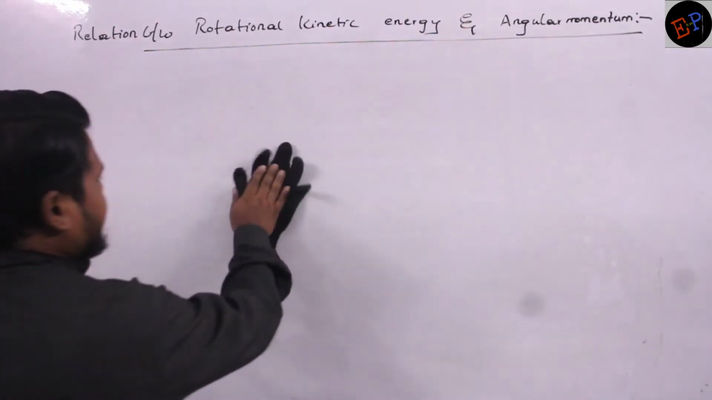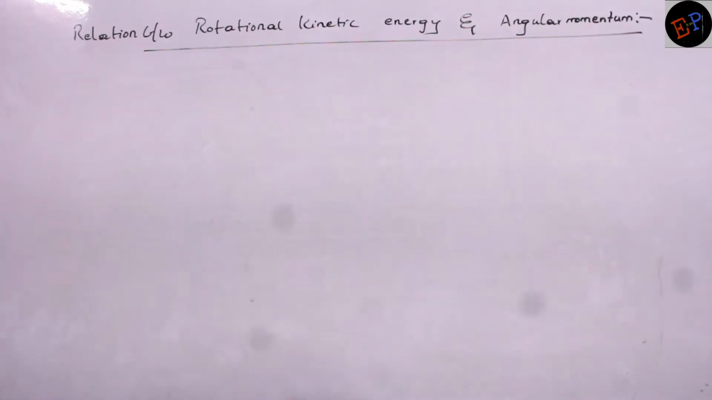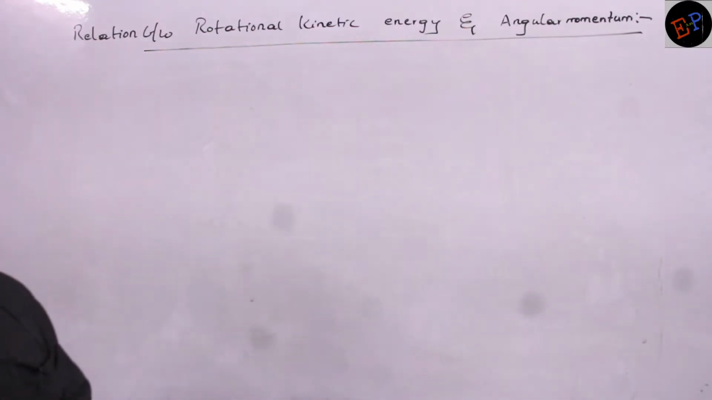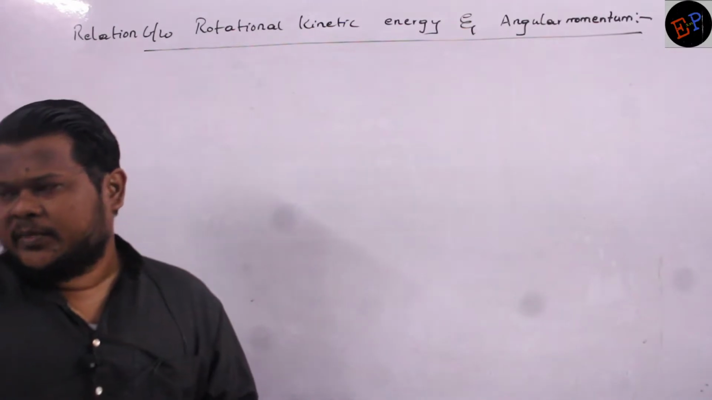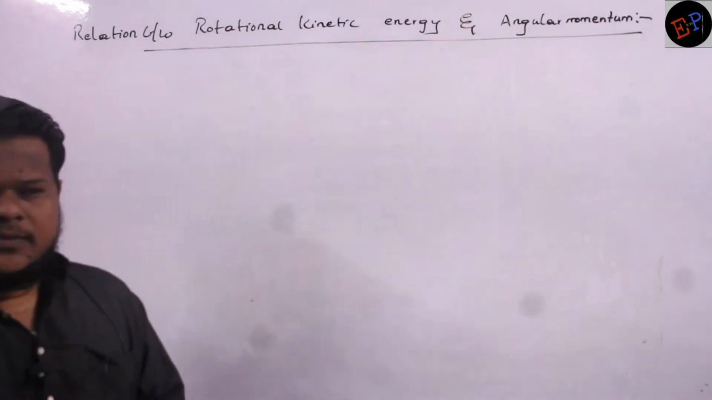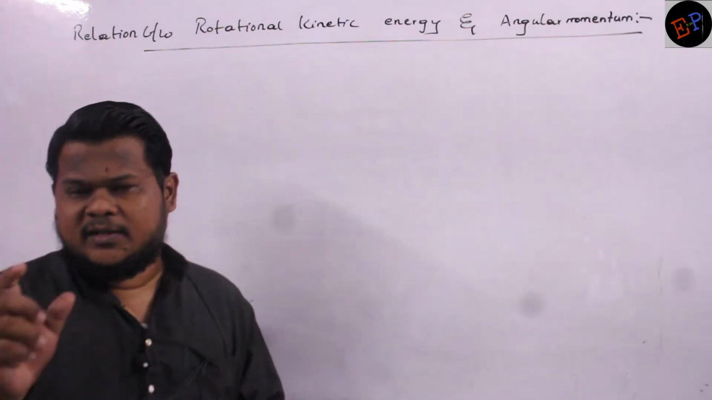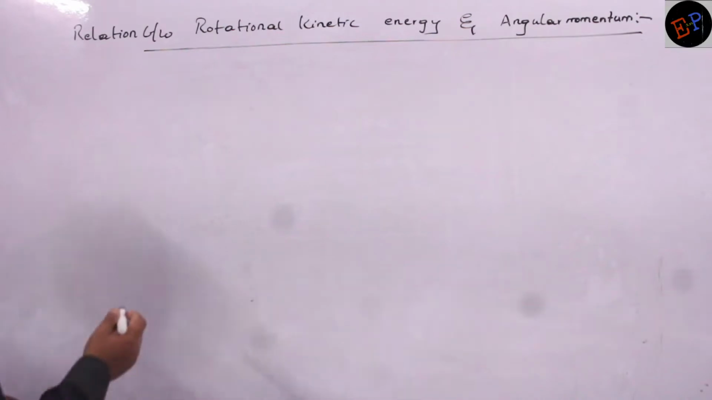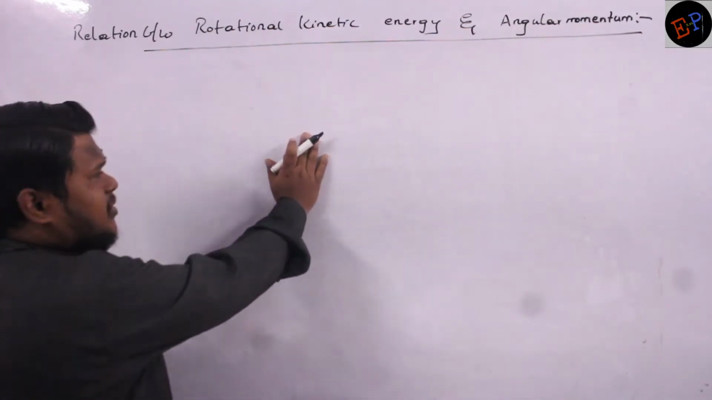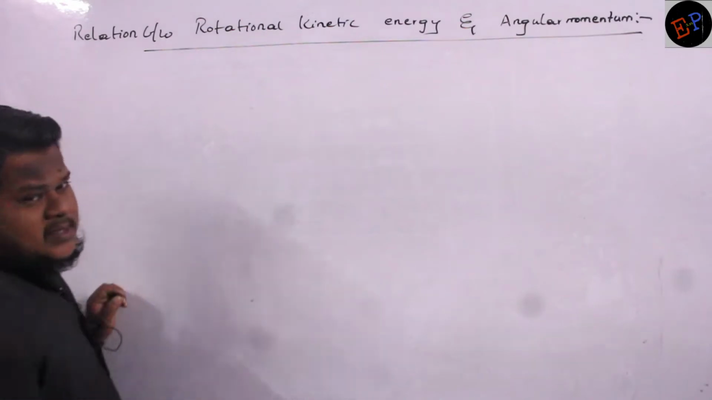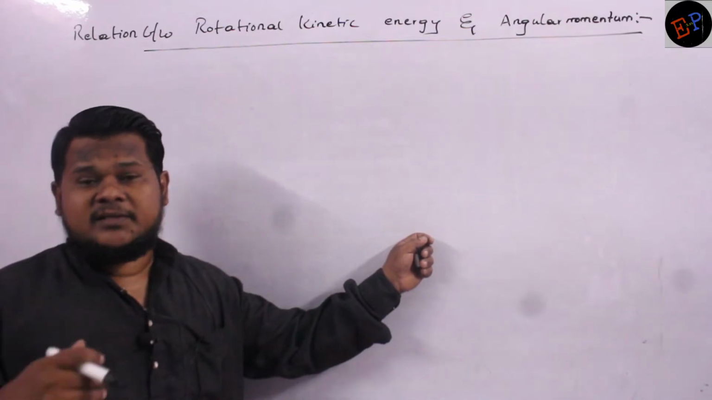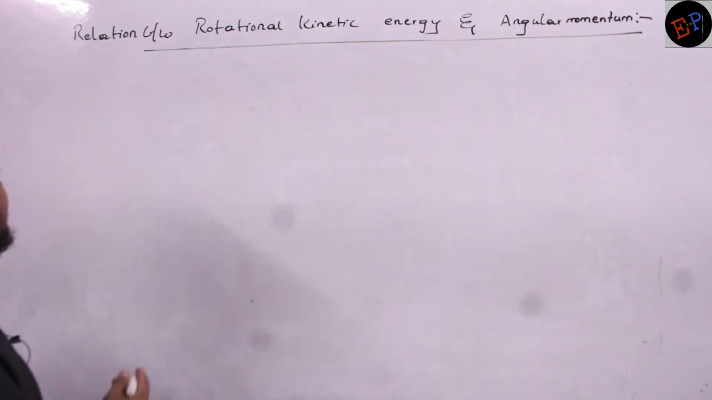Okay. So next topic is the relation between rotational kinetic energy and angular momentum. We studied angular momentum: linear momentum multiplied by the perpendicular distance from the axis of rotation gives angular momentum. Clear? Now we are trying to derive a relation between rotational kinetic energy and angular momentum. Directly also we can derive, but we will derive it with the help of analogy. What is meant by analogy?